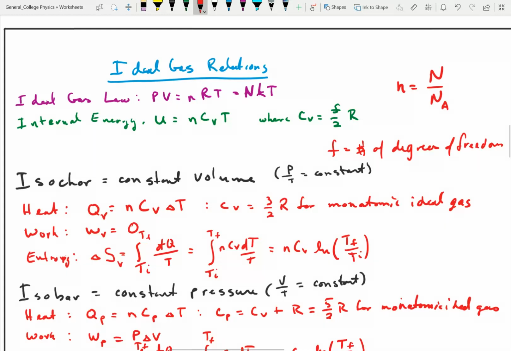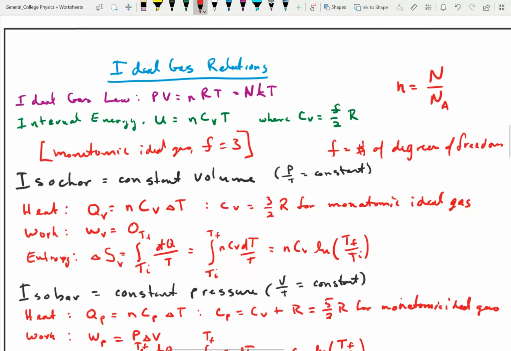So for monatomic ideal gases, f is equal to 3. And everything we're doing here is with helium, which is a monatomic ideal gas. I chose that so we could do this.